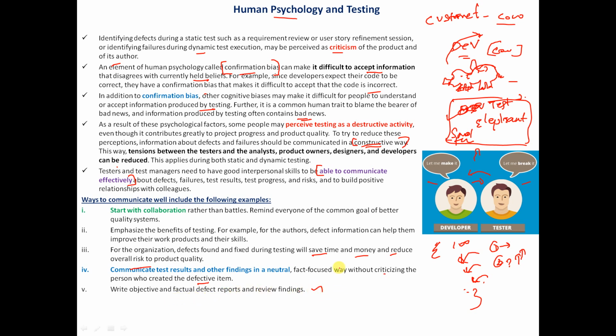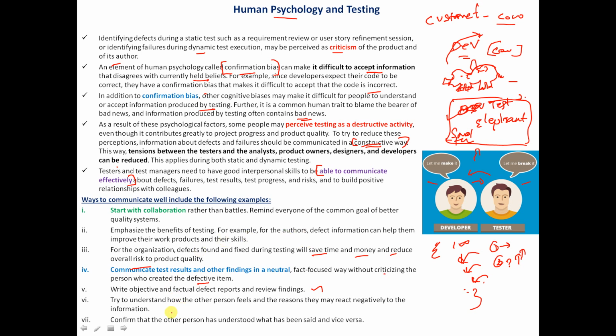Write objective and factual defect reports and review findings. Everything you have to write in proper documentation. Try to understand how the other person feels, and the reason they may react negatively to the information. If someone were pointing out a defect to you, think about how you would feel when you are raising a defect. And the final point is to confirm that the other person has understood what has been said, and vice versa.